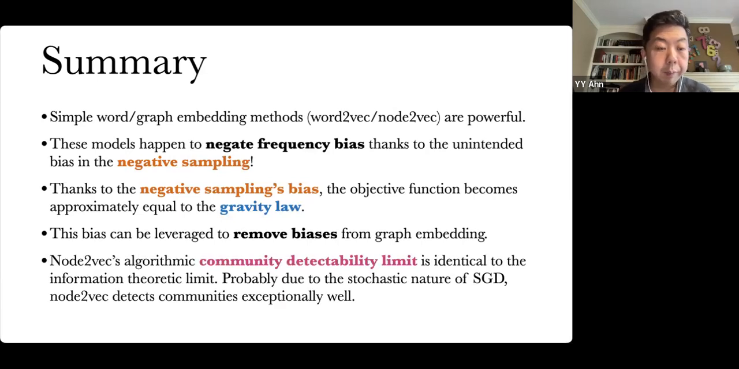And then the fact that node2vec can be interpreted as a matrix factorization of similarity metrics led to the result that the detectability limit of the node2vec based method coincides with the theoretical limit. And probably due to the stochastic nature of stochastic gradient descent, node2vec detects communities really well.